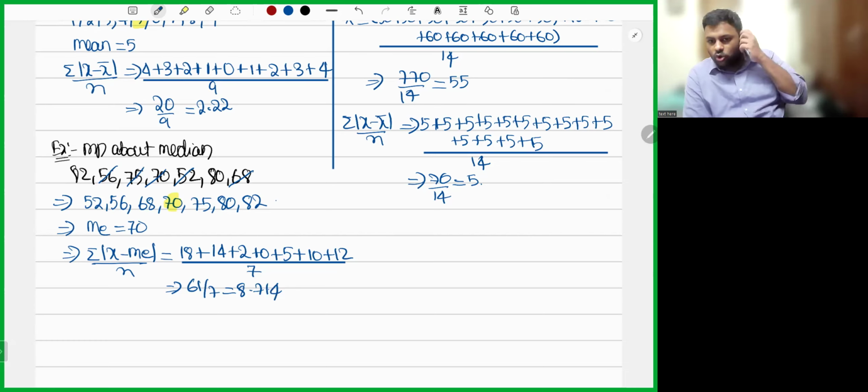Okay. So I hope the 3 examples are clear. In total, we have done 6 questions on individual data. That's more than enough on individual data. Okay. Now, my dear friends, let's go to continuous and discrete data.